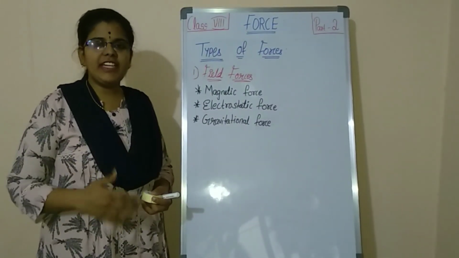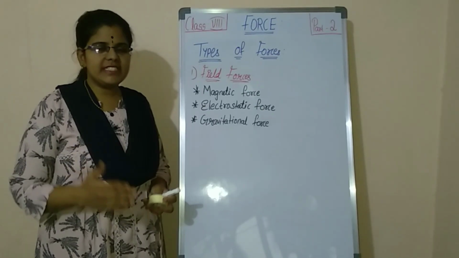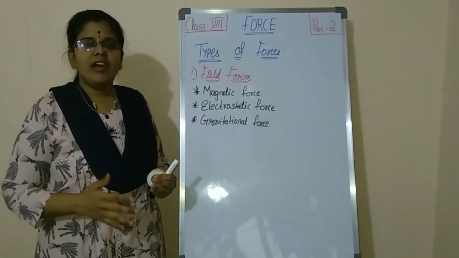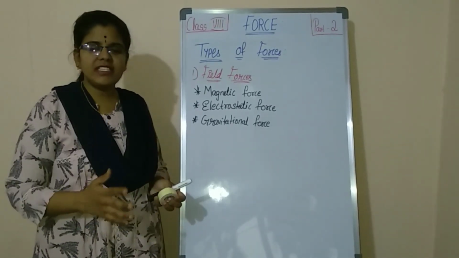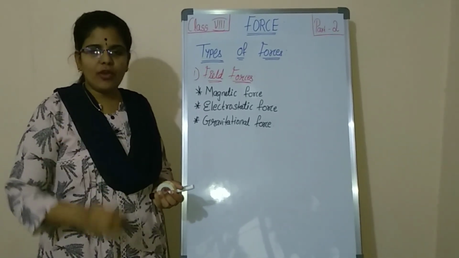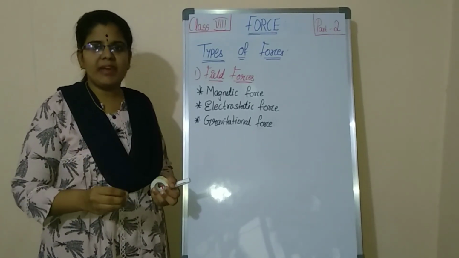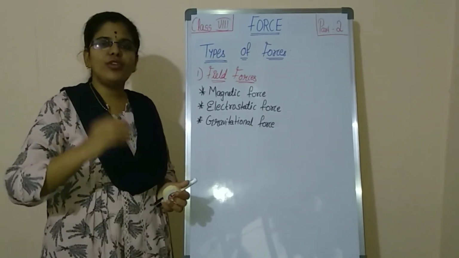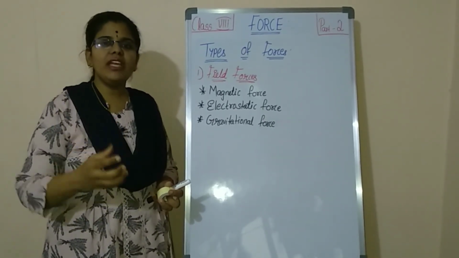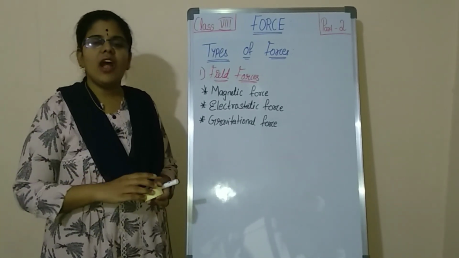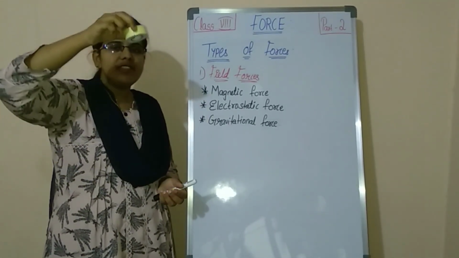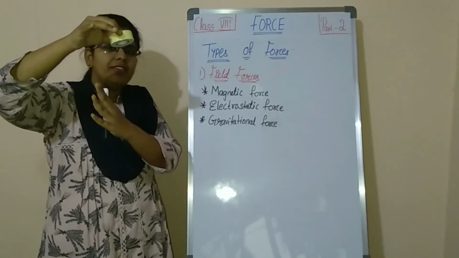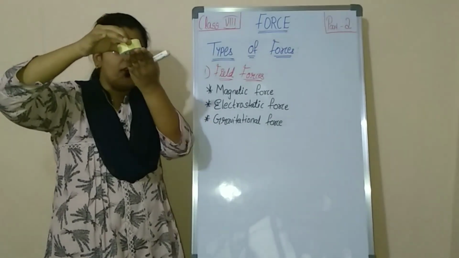Next is gravitational force. Gravitational force is exerted by the earth or any of the celestial bodies. Celestial bodies means the bodies or objects which are in space. They exert gravitational force on each other, that is a pulling force towards their center. Now I have taken an object. It is not in contact with the earth, it is in the air. I am in contact with the object, but directly it is not in contact with the ground.